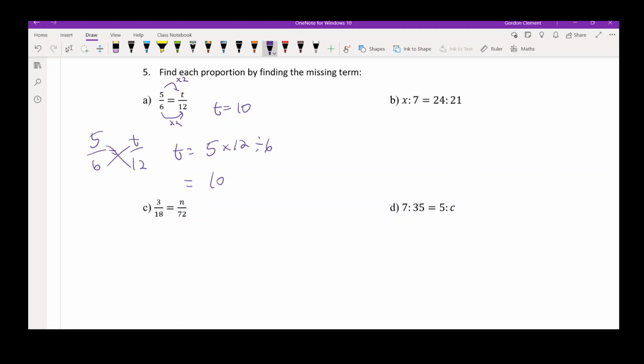When it's written as ratios, I would just take a second, rewrite that as a fraction, so that I can do that cross multiplication trick. So the 7 and the 24 are connected. I'll multiply those. The 21's the odd duck out. I'll divide by that. 7 times 24, divide by 21, and I get my answer is 8 for x there.